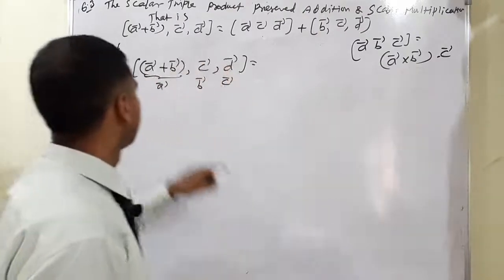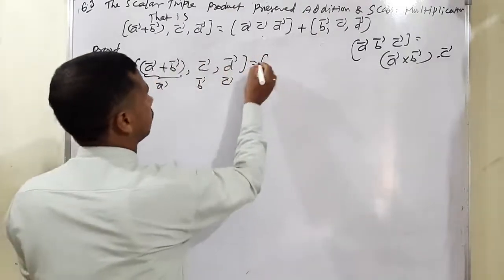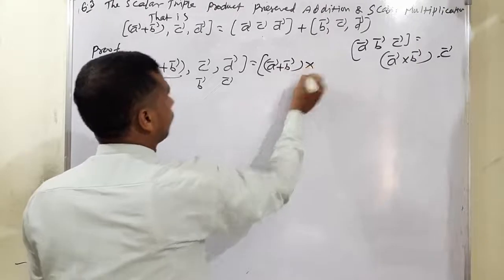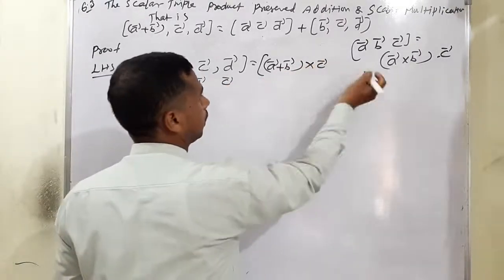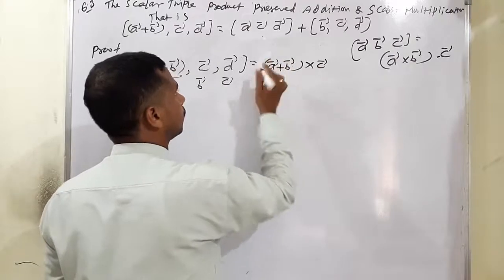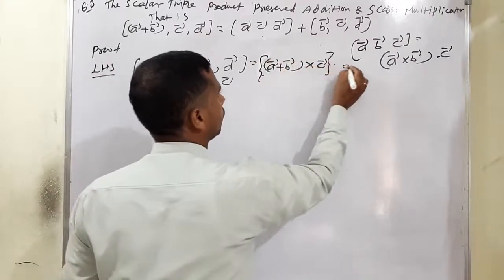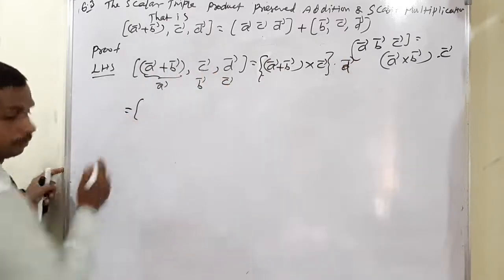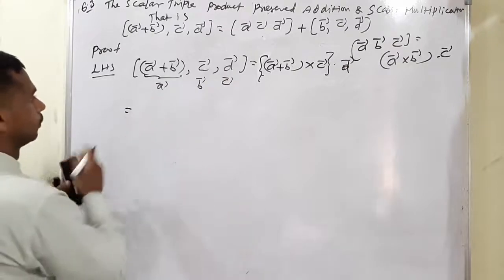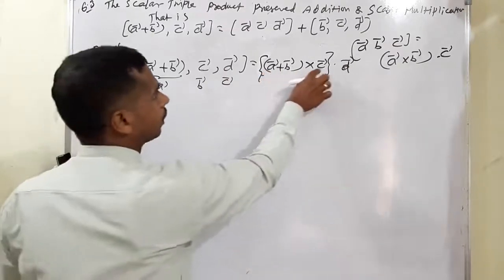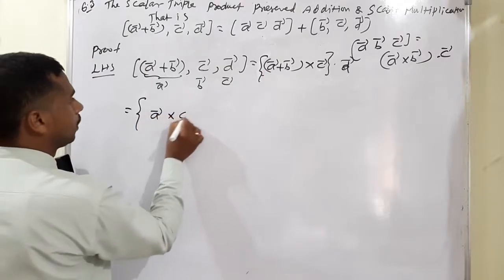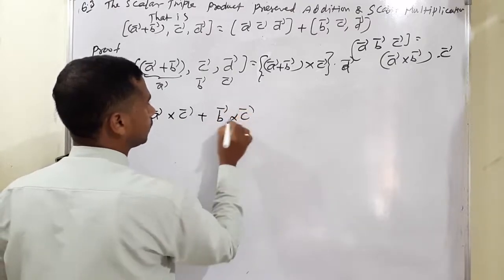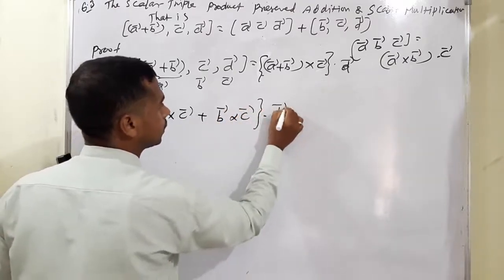So A vector plus B vector cross C vector, then outside dot D vector, isn't it? Now look at this. Multiply now: A vector cross C vector plus B vector cross C vector, and outside, dot D vector is there.